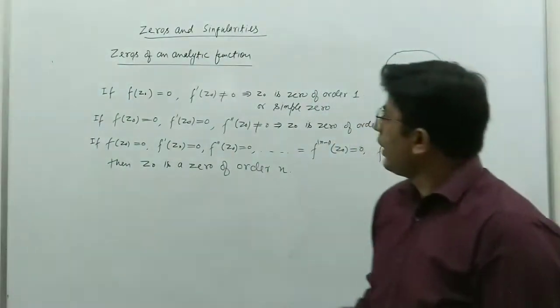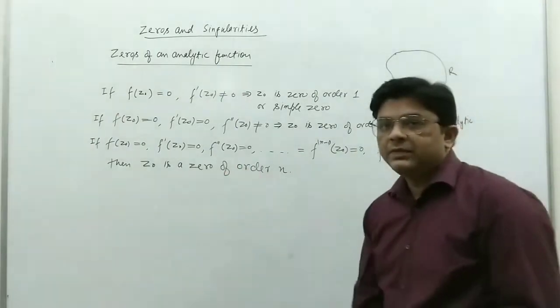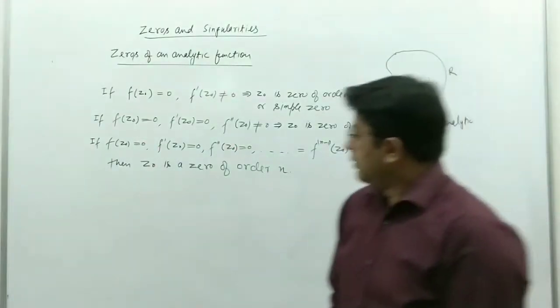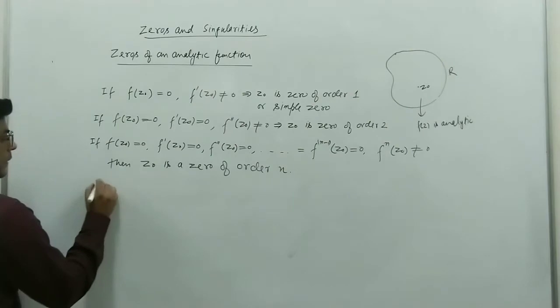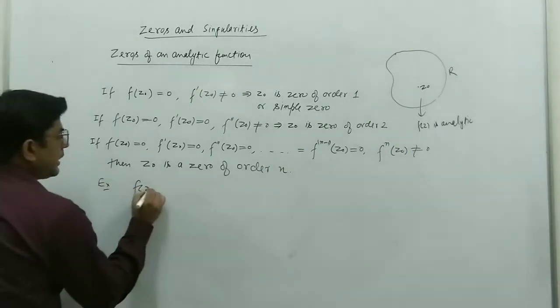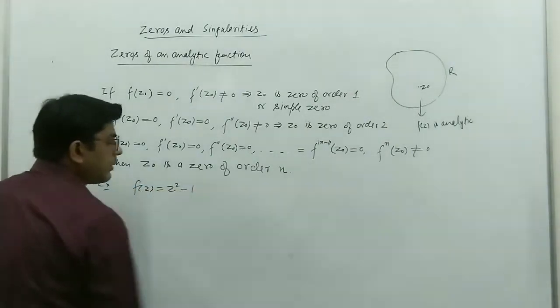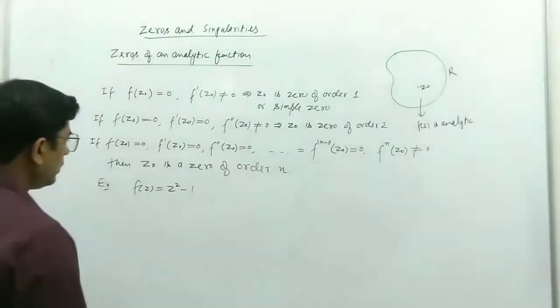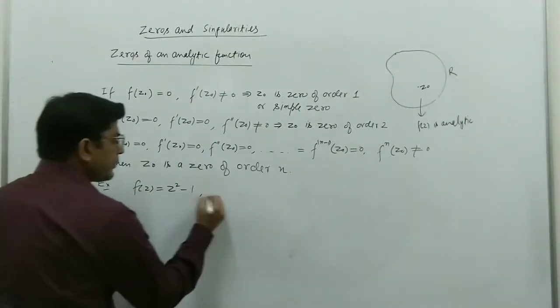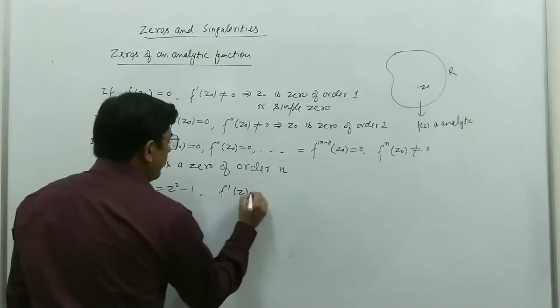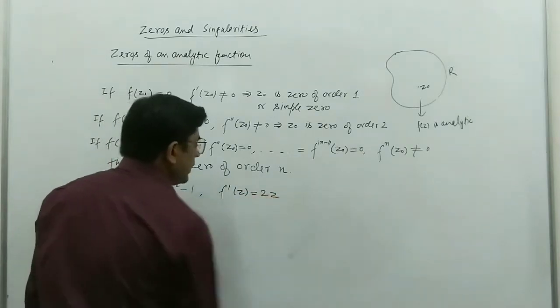Now in the previous example, as we have seen, the previous example was f(z) equal to z square minus 1. Here if we differentiate this function, we get f dash z equal to 2z.